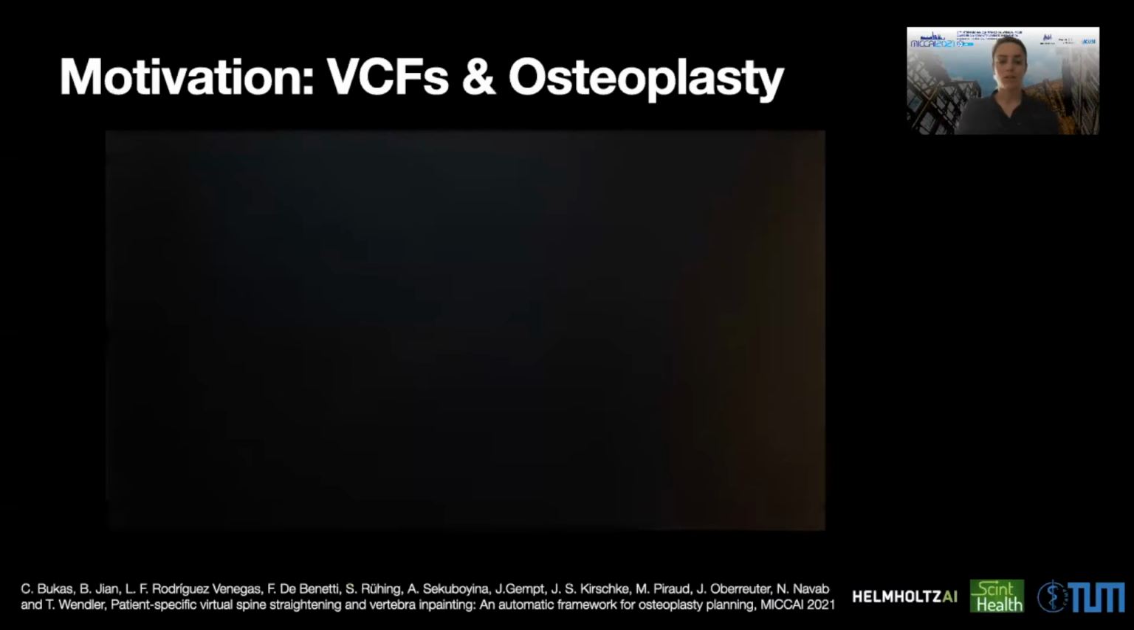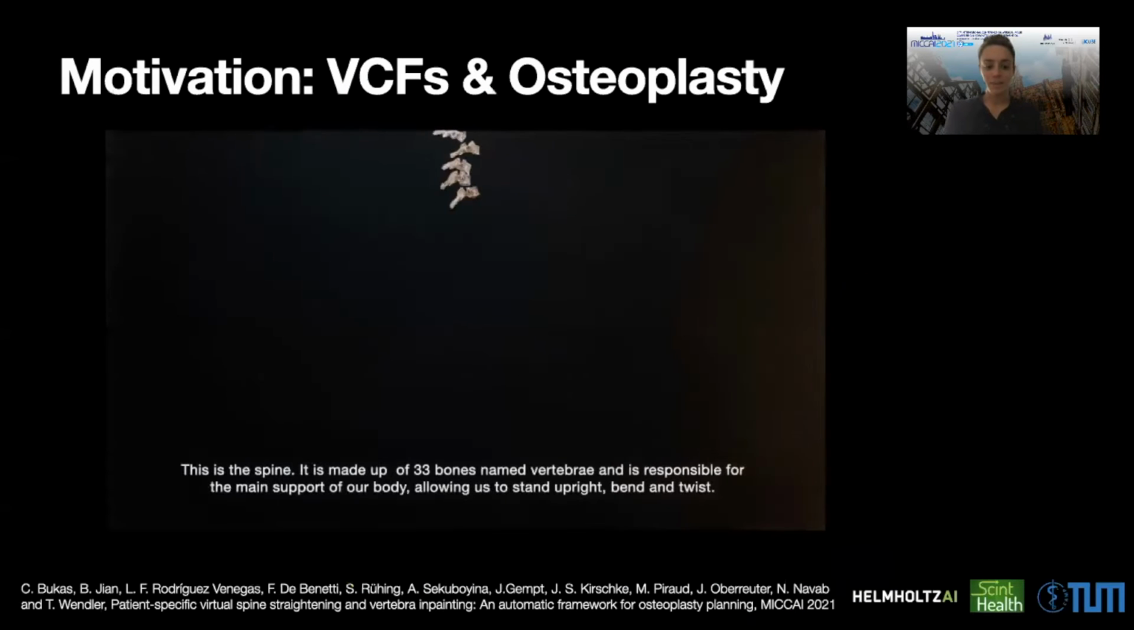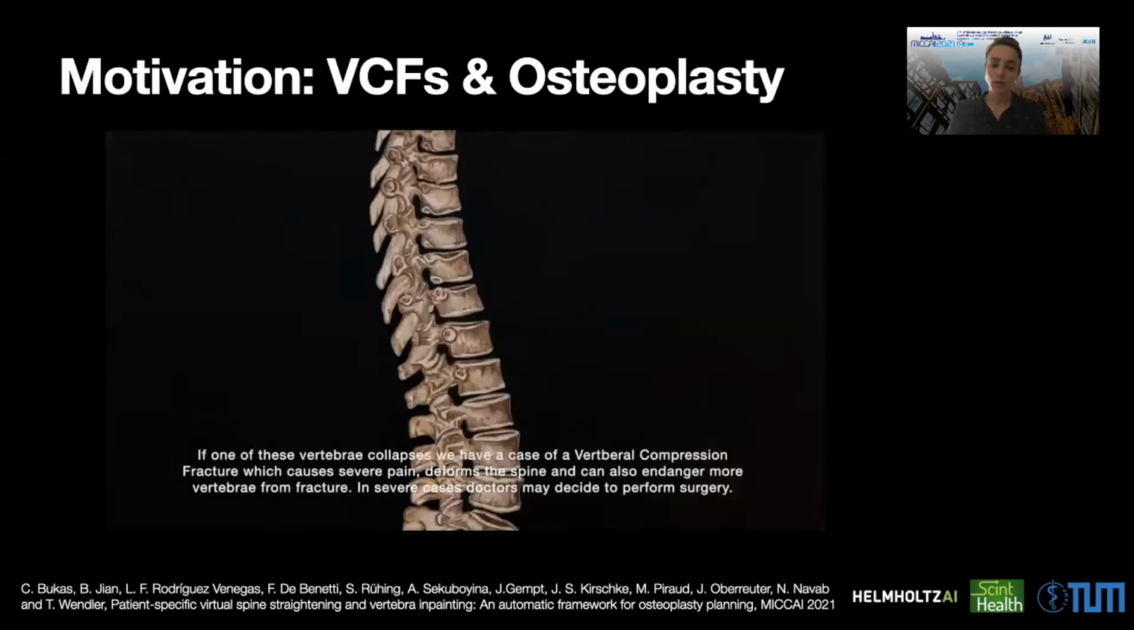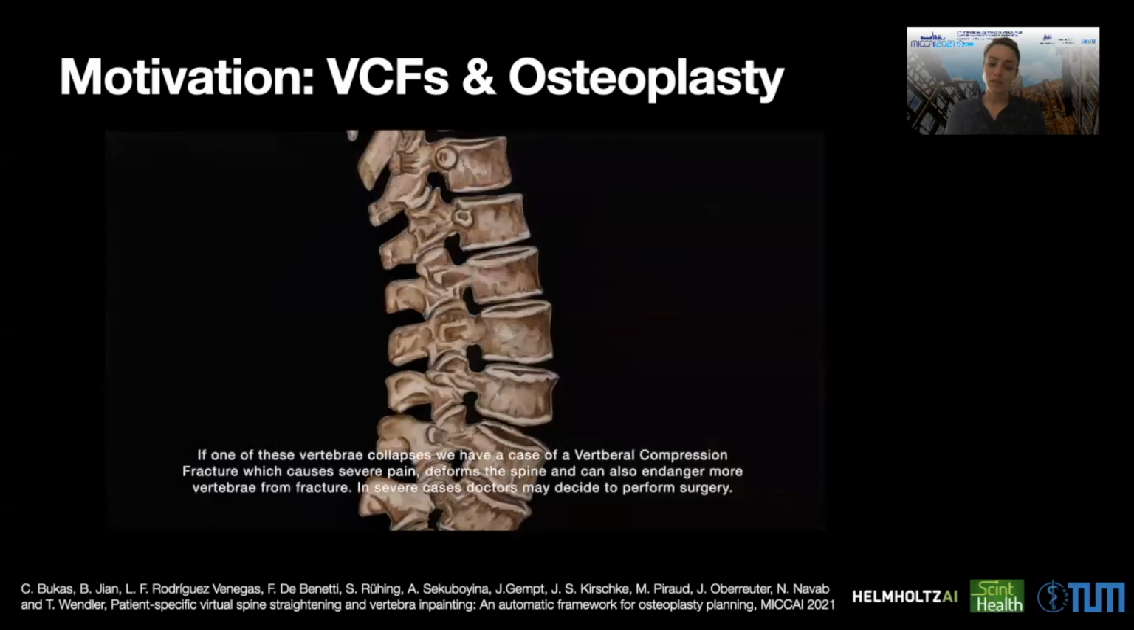Let's start off with an introduction. This is a spine. It's made up of 33 bones named vertebrae and is responsible for the main support of our body, allowing us to stand upright, bend and twist. If one of these vertebrae collapses, we have a case of a vertebral compression fracture, which causes severe pain, deforms the spine, and can also endanger more vertebrae from fracture.